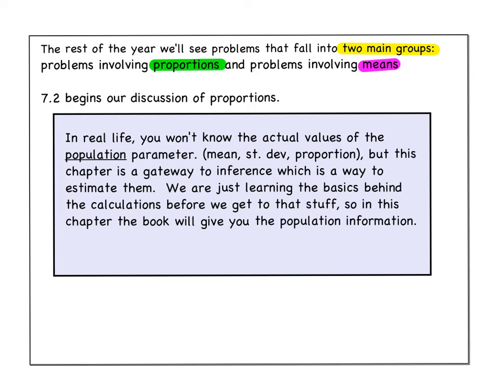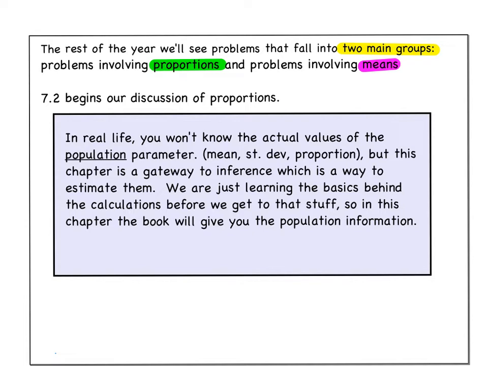Okay, today we are going to look at section 7.2, which is going to start us on the path to inference, which is going to be the theme of all of second semester. It starts to really get real in chapters 8, 9, 10, 11, 12. Chapter 7 is kind of like a warm-up into those.